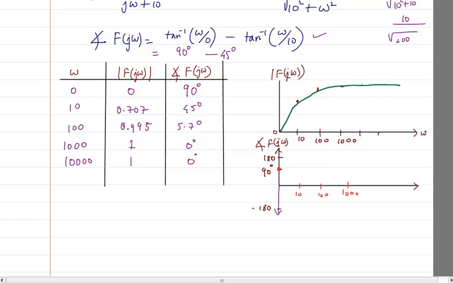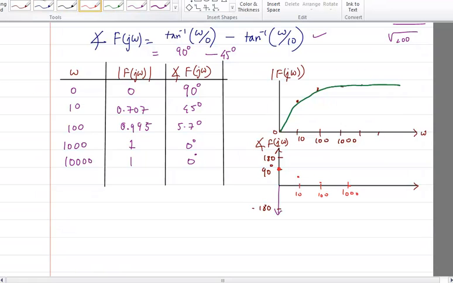So like that I am going to get. So at 0 it is 90. Then it becomes straight half, 45. Then it becomes 5.7, then it becomes 0. So like that it is going. So I will draw it something like this.